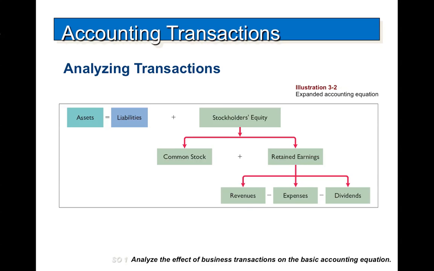This shows the expanded accounting equation, and we are taking into account how stockholders' equity is actually broken down. We have common stock plus retained earnings, and then we have these 3 things under retained earnings. We have the revenues, expenses, and dividends.